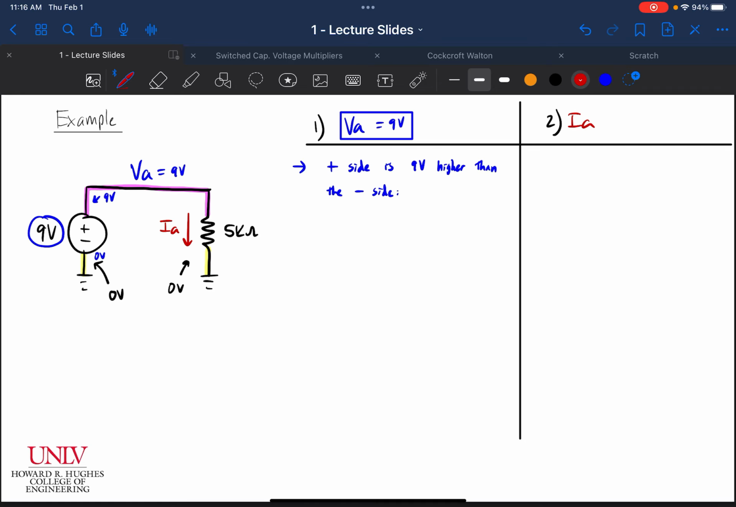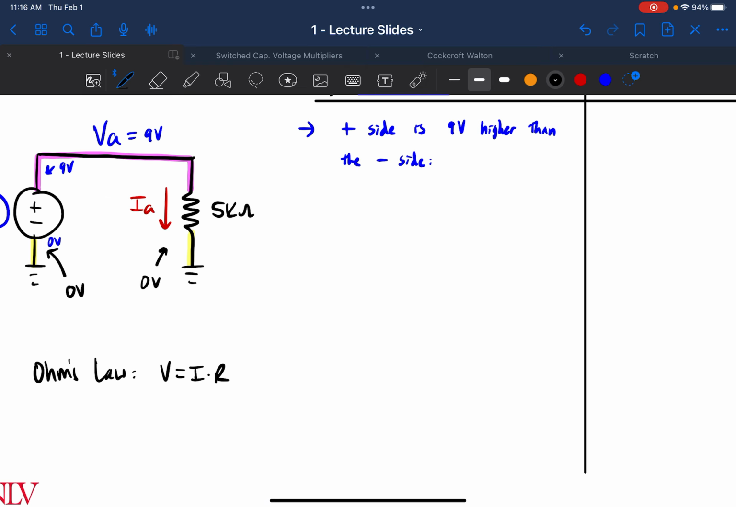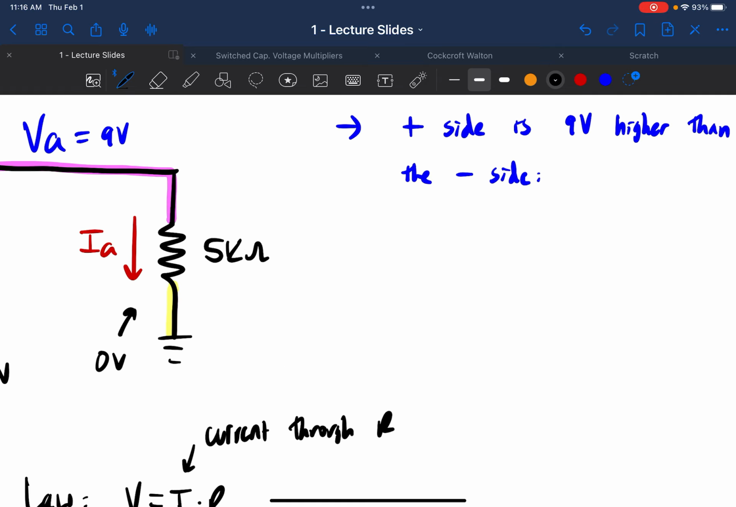Now finding the current is a matter of simply using Ohm's law. Ohm's law tells us V is equal to I times R, where V is the voltage across R, and I is the current through R. In this case, across my resistor I've got 9 volts here and 0 volts here, because I determined VA to be 9 volts and I know that ground is 0.